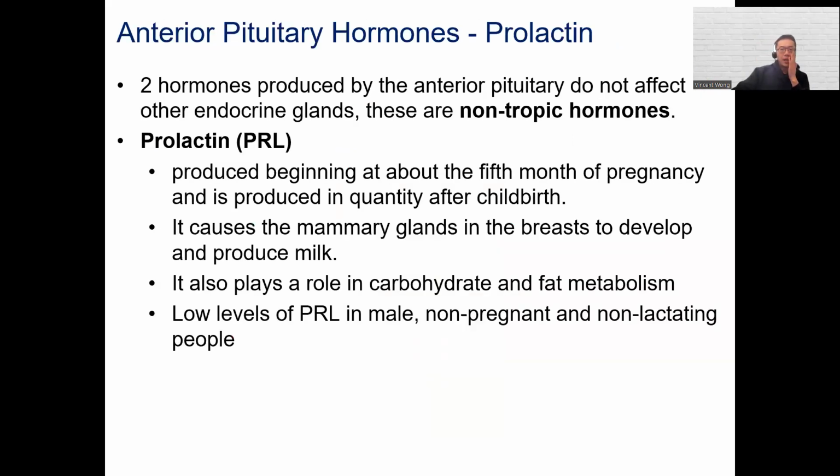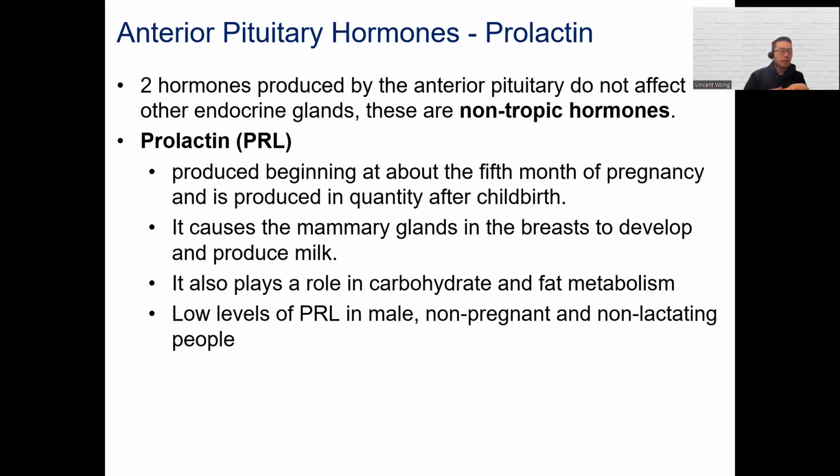All right, now we have some non-tropic hormones. These are hormones that are not going to be affecting another endocrine gland. So there is prolactin that we talk about, PRL, and the body starts making more and more prolactin at the beginning of about the 5th month of pregnancy. And you keep on making it after childbirth until you stop nursing the baby.